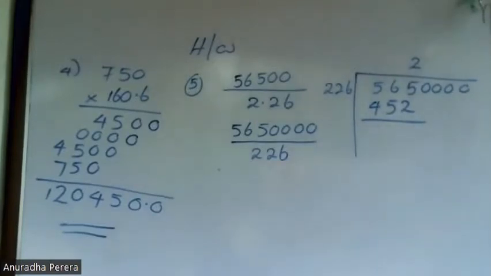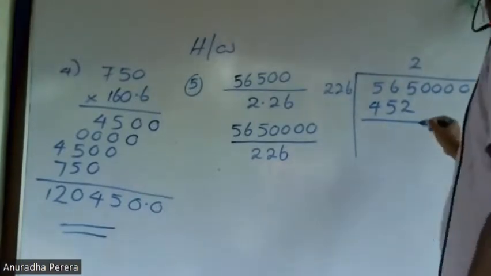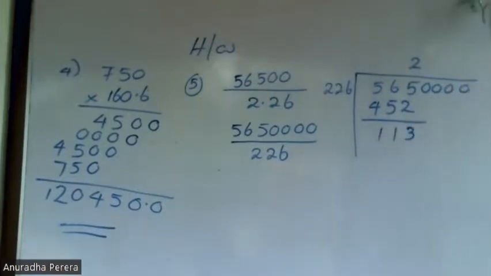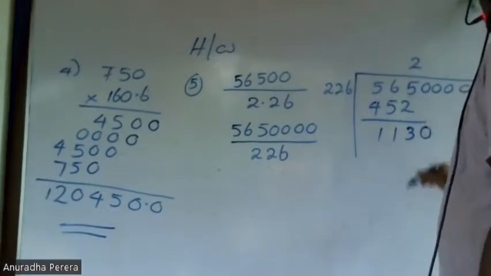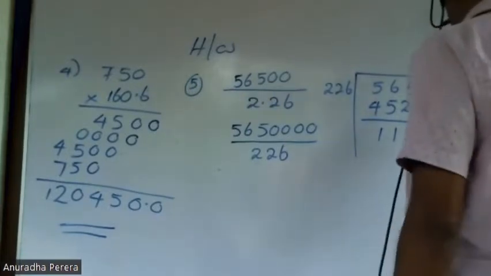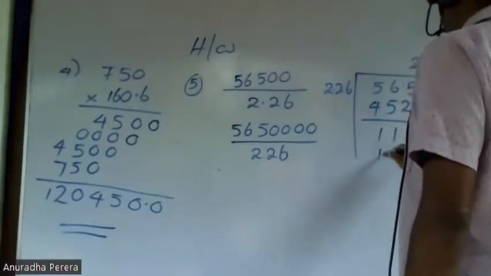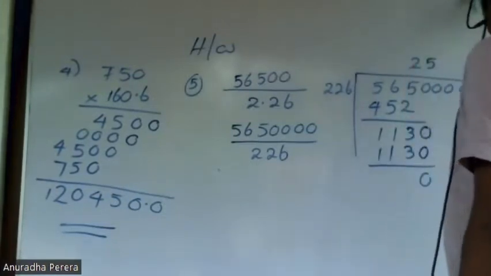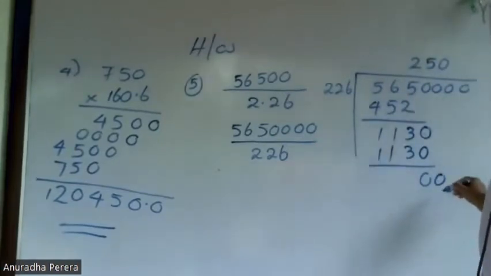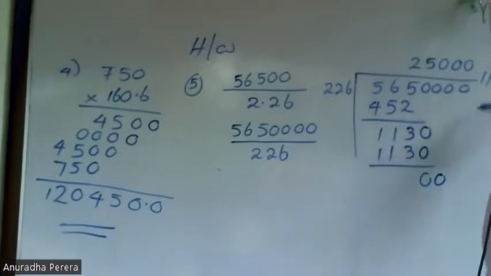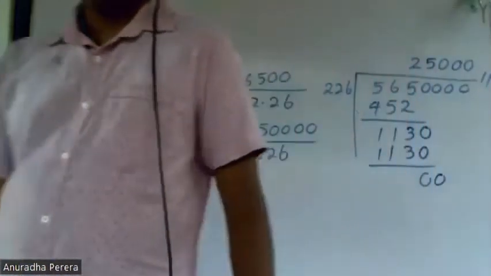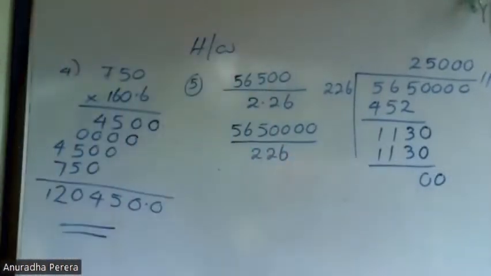226 into 2, subtract, take 0, 5. The answer is 35,000. Yes, 35,000 Indian rupees.